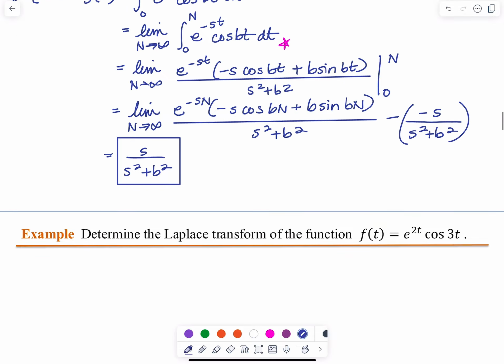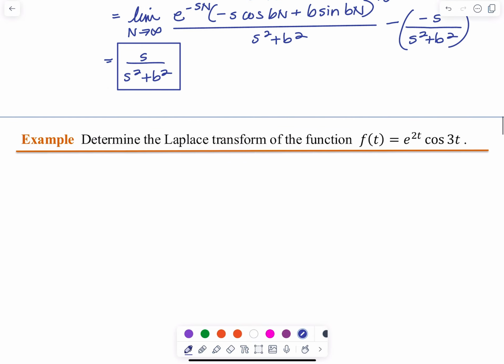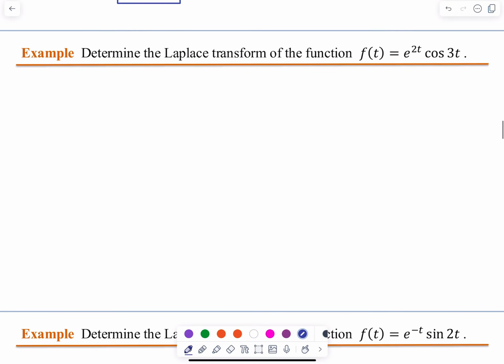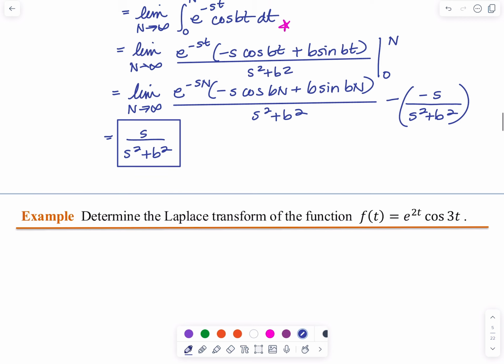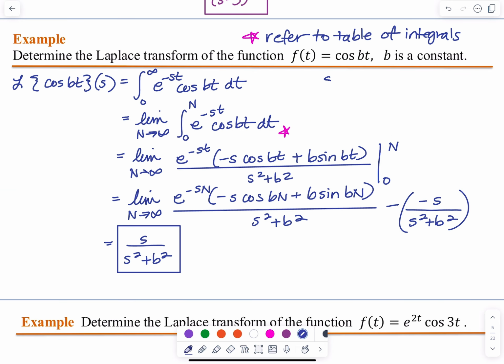Okay, let's take a look at the next one. Determine the Laplace transform of the function f of t equals e to the 2t cosine of 3t. Did want to mention here, of course, this is for s greater than 0.